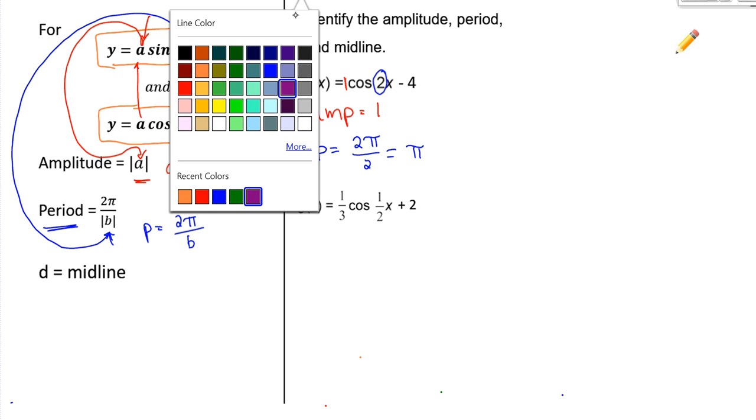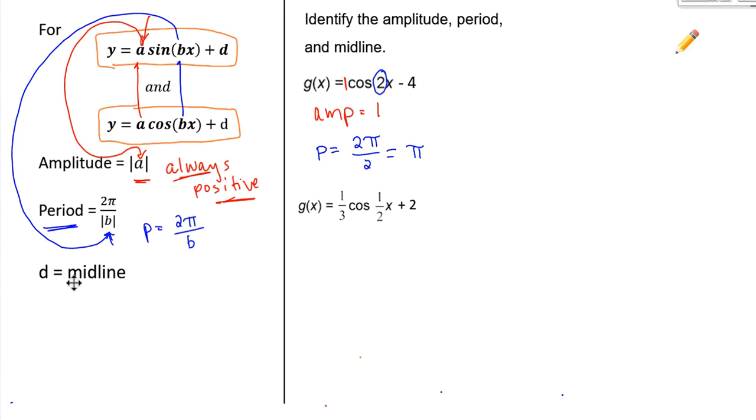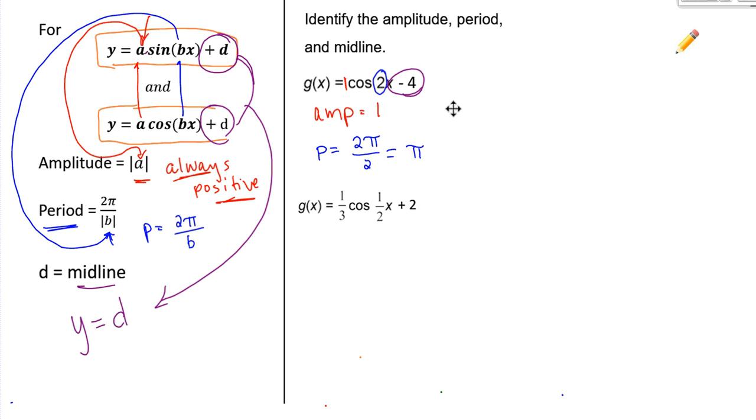All right, last one, midline, easiest one on here. It's whatever number is being added or subtracted outside the function. The a is multiplying, it's touching the function sine. b is multiplying, it's touching the number x. This plus or minus d, this value that's being added or subtracted, is automatically your midline. Plus d, that means it's a positive number. Minus d, minus a number, it's going to be y equals that negative value. For example, this guy right here, the midline would now be at y equals -4.